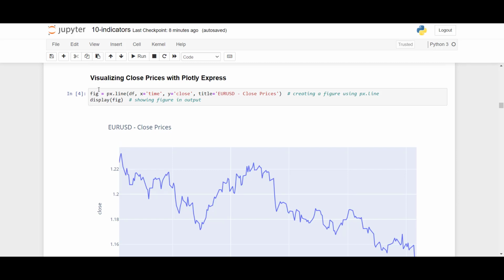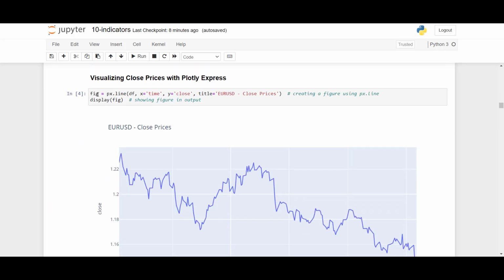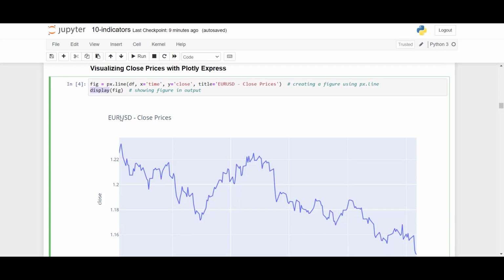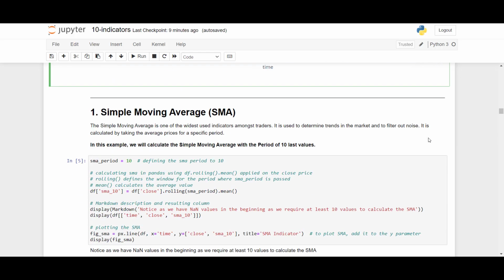To show you what the data looks like, we can also visualize the close prices of this DataFrame by using Plotly Express. So we do fig equals px.line, and on the x-axis we specify the time, and on the y-axis we add the close column. I set the title to EURUSD close prices, and by using display(fig) we now see this chart with EURUSD close prices. So let's now move to the first indicator, which is the simple moving average, or the SMA.